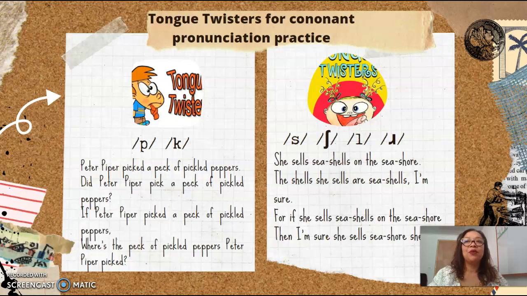Peter Piper picked a peck of pickled peppers. Did Peter Piper pick a peck of pickled peppers? If Peter Piper picked a peck of pickled peppers, where is the peck of pickled peppers Peter Piper picked?